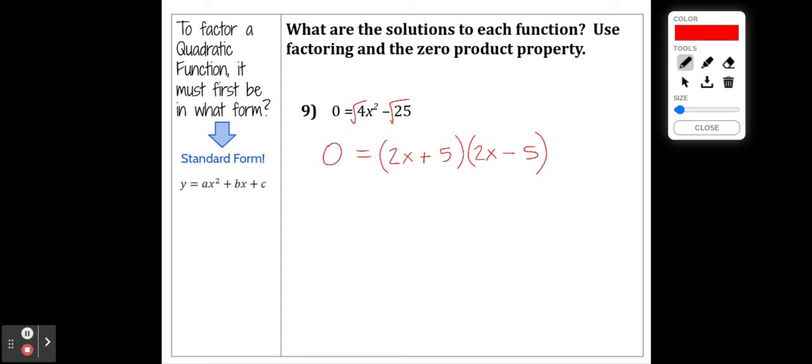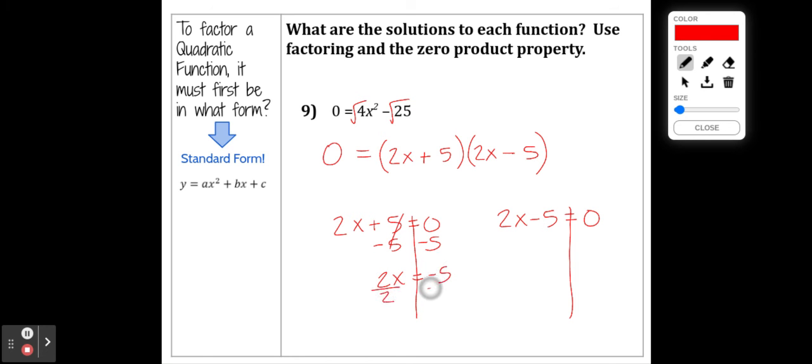So I'm going to take the first one here, the 2x plus 5, and I'm going to set that equal to 0, solve for x. And then the second one, 2x minus 5, I will set that one equal to 0, and here we're finding the solutions for x. So on the one on the left, I'm getting negative 5 halves, which is the same thing as negative 2.5. So the parabola is going to touch there on the x-axis.